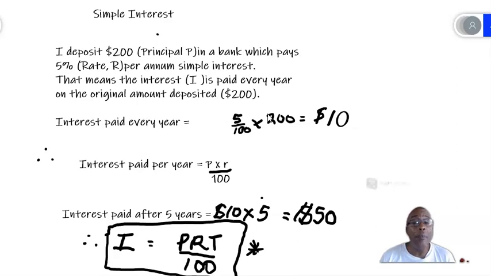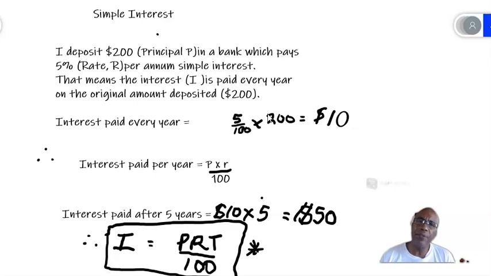From that, you can see the formula. Interest paid per year is the principal, $200, times the rate, 5 over 100, as a percentage. So this is it. Interest paid per year is principal times the rate over 100. That's every year.